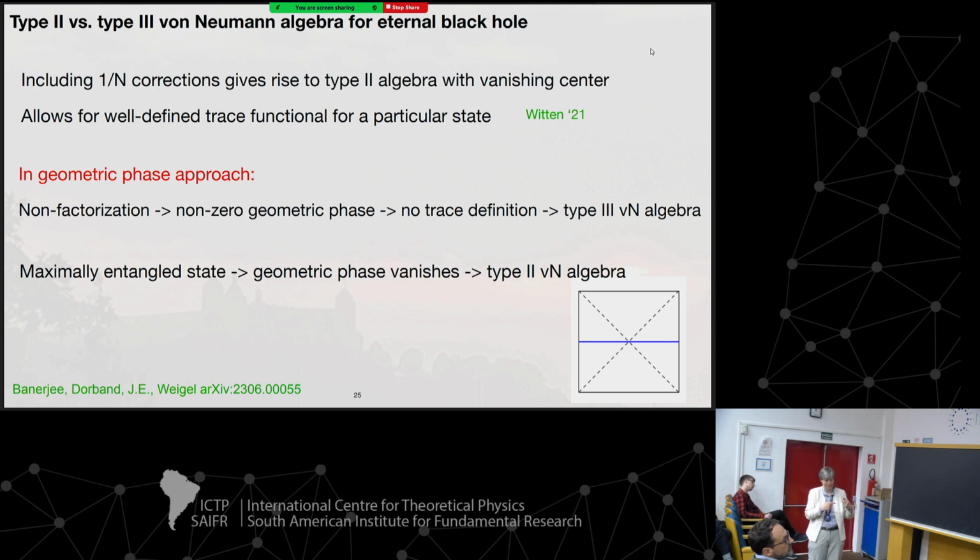So that really shows that to make very concrete statements, we have to do something explicit about 1/N, but that's, of course, complicated to do. For this maximally entangled state, that would be the only case where the geometric phase vanishes. And in that case, we would go to a type 2 von Neumann algebra, which again means that this potentially leads to a factored Hilbert space on the two sides, and so we would solve the factorization puzzle. That's described in this recent paper here.